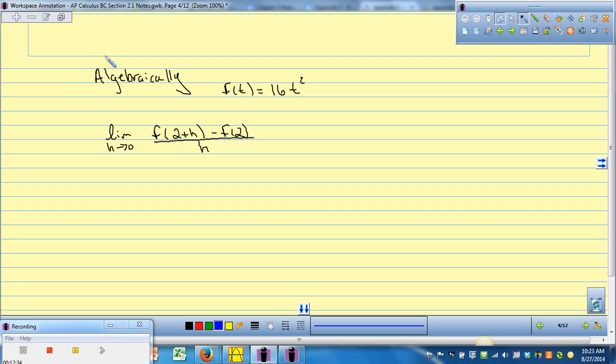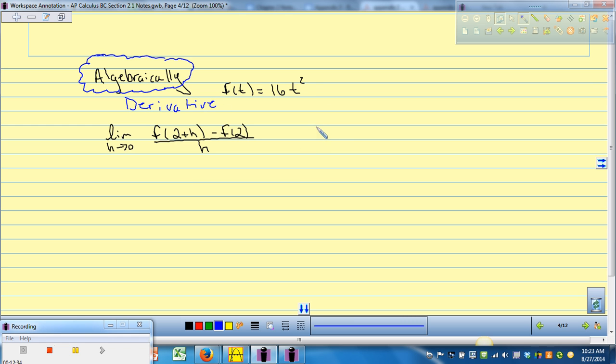So we did find the limit of the average rate of change numerically. We talked about how we could approximate it graphically by moving our second point closer and closer to h. Now we want to find it algebraically. Our f of t is 16t squared. So literally now we want to take the limit as h goes to 0 of that difference quotient. We are finding the derivative algebraically.